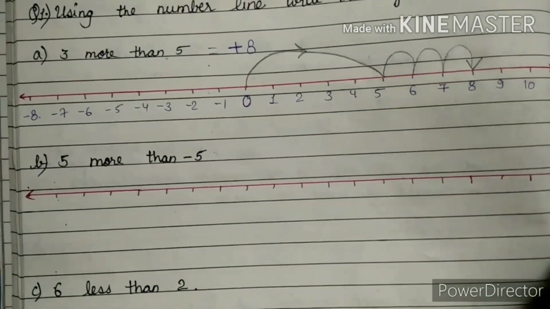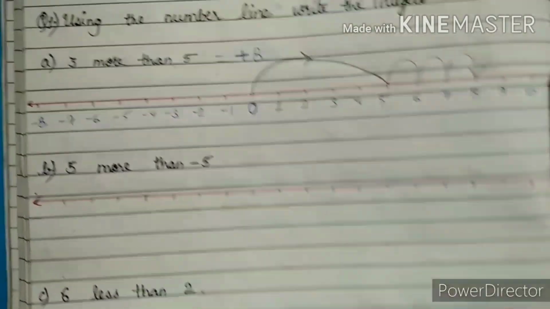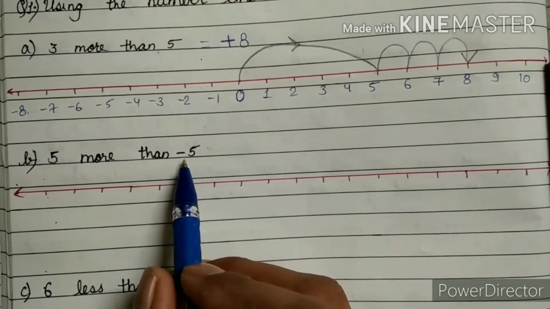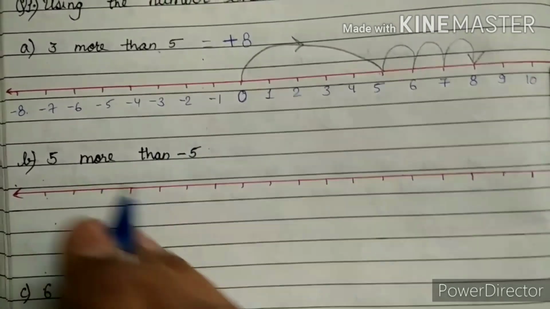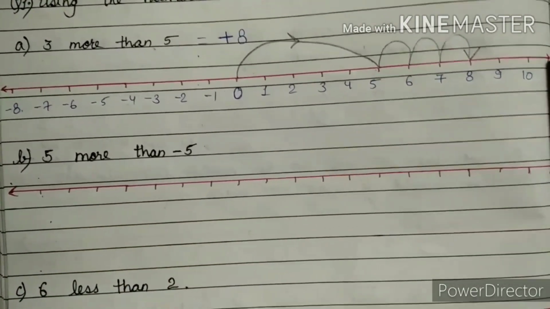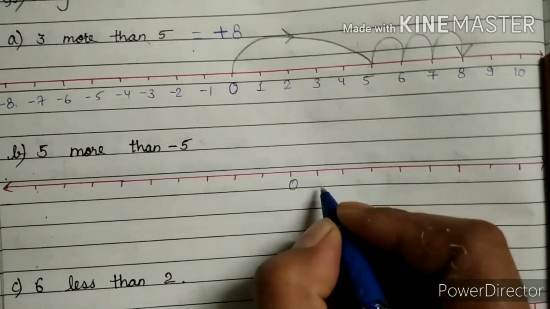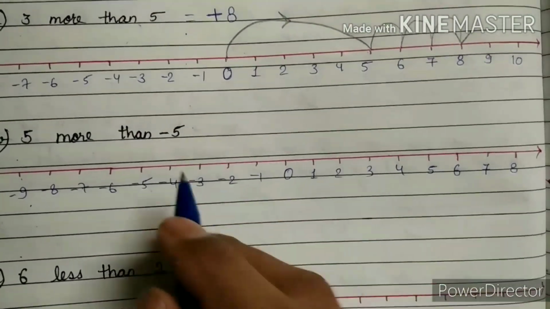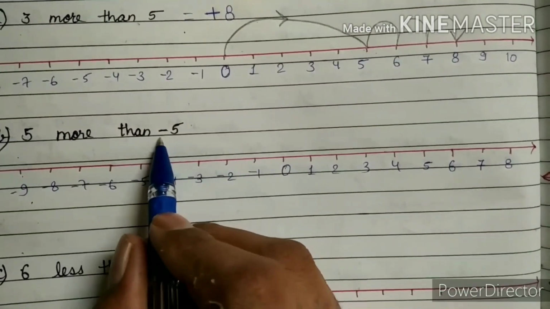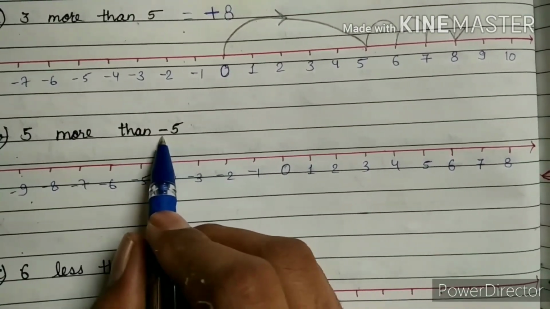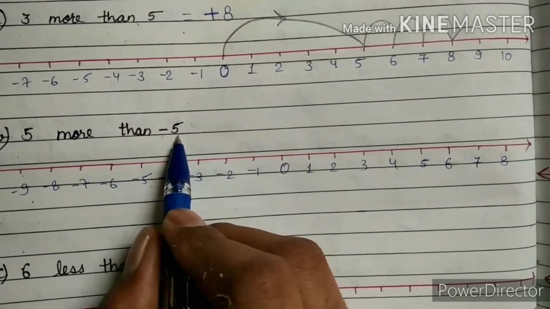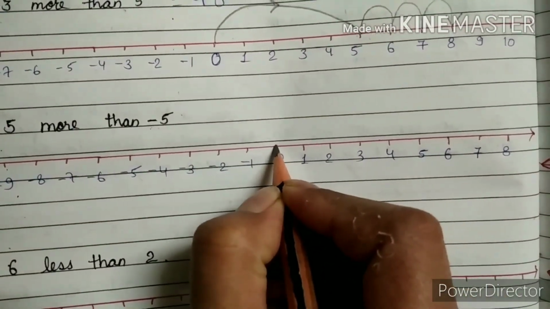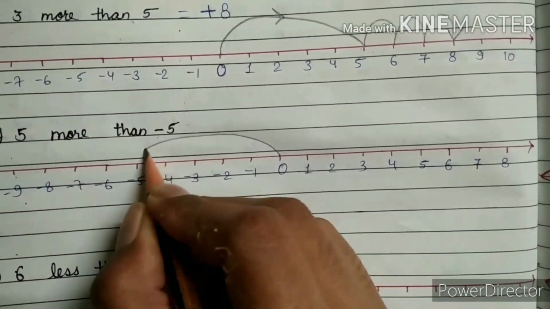Now b, 5 more than negative 5. In this question we are standing on negative 5. It means we need the negative numbers. So here I am putting 0 in the middle, positive 1, 2, 3. So here is the number line. Firstly we know we are standing on negative 5. How do we reach negative 5? Firstly we start from 0, and directly from 0 we reach negative 5.